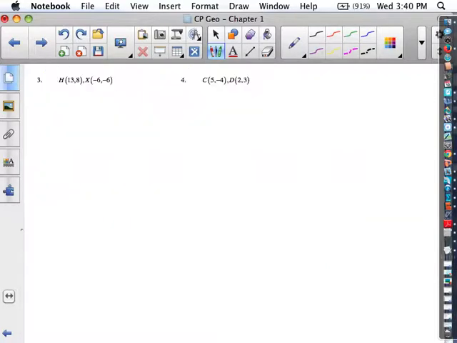Here are a few practice problems that I would like you to do. We will work on the homework then tomorrow in class, so you can stop once you've finished problem 6.